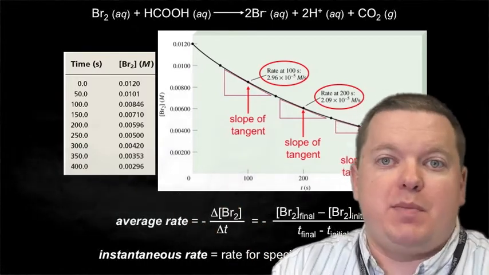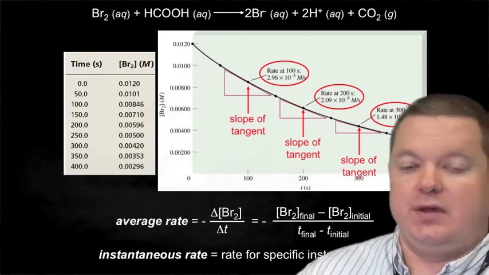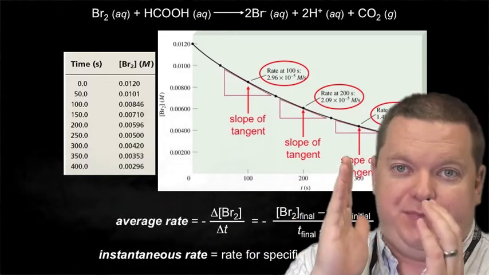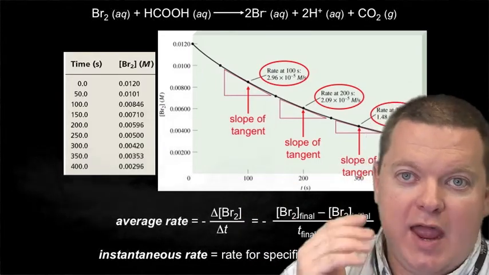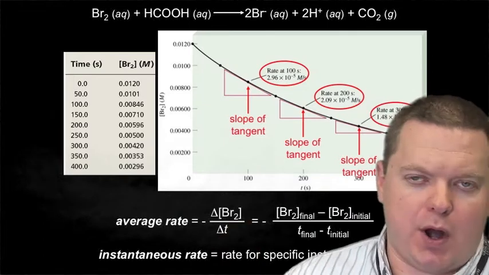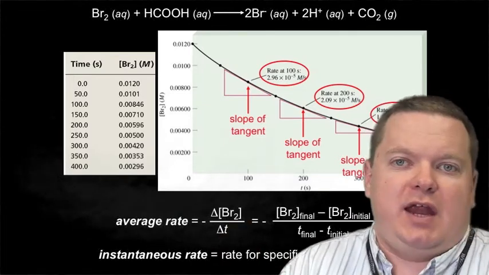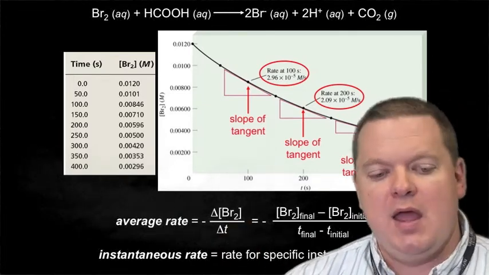But overall, we're going to get this average rate. And we can also talk about the initial rate. It's not on this slide, but the initial rate is just the rate that the reaction occurs at the very beginning, at time 0, which is an instantaneous rate. We just fix the time at 0.